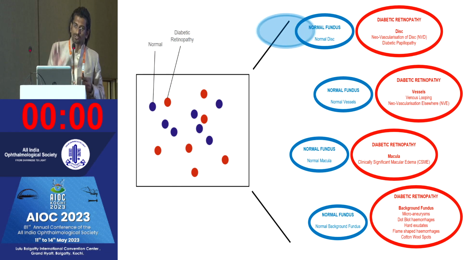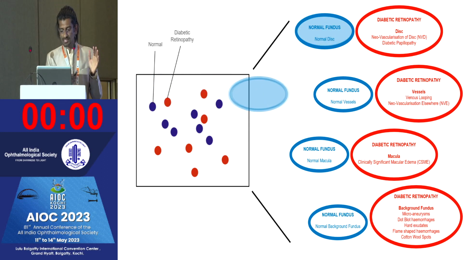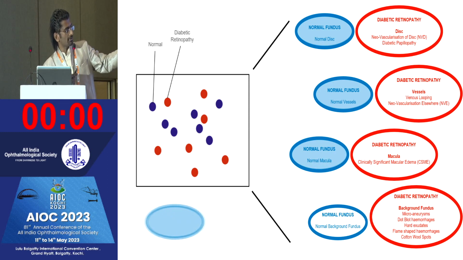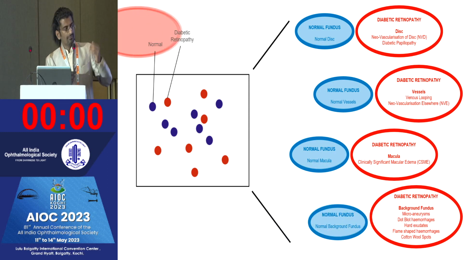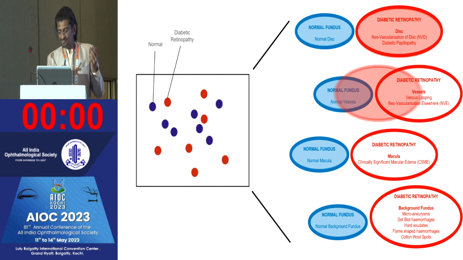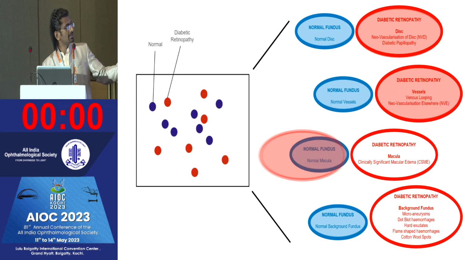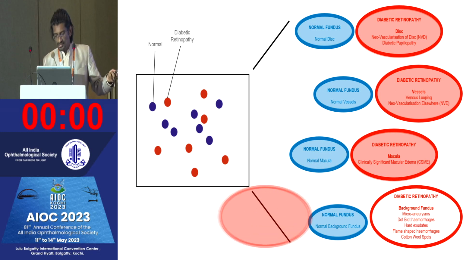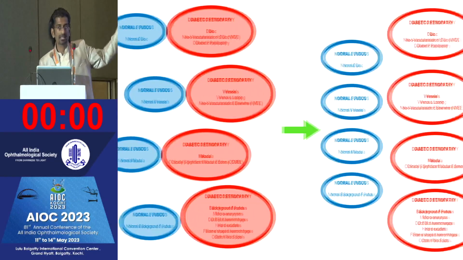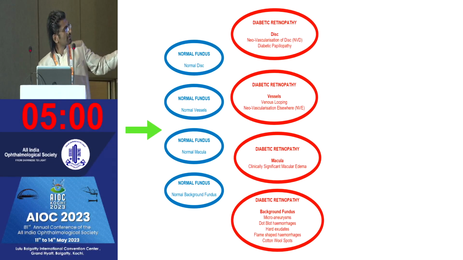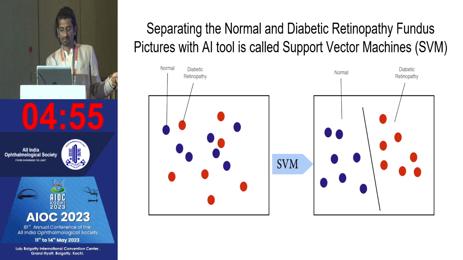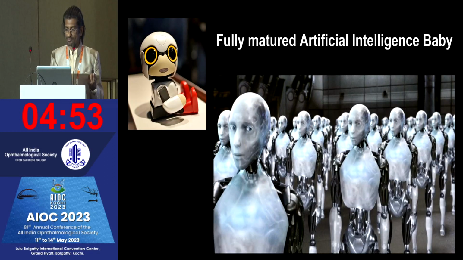First it will try to run whether it's a normal disc or a normal vessel, whether it is a normal macula or a normal background. Then it will try to run whether it is a diabetic disc or a diabetic macula, or a diabetic vessel, or a diabetic background fundus. Once this is run, a clear line is arrived at. You can see now a clear line separates this fundus into two. So which was normal or abnormal, now a clear line of separation is done. It's called support vector machines.